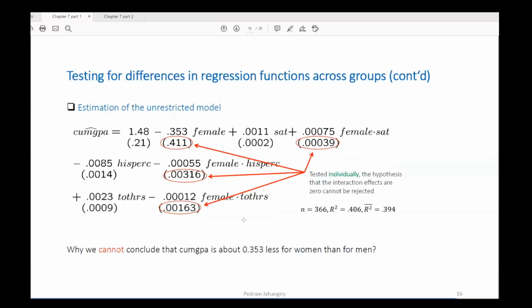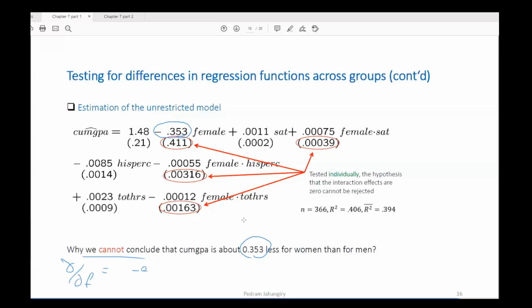But why we cannot conclude that cumulative GPA, well, this is another thing. Why we cannot conclude that cumulative GPA is this number less for women than men. So go back to cumulative GPA. It's asking you why we cannot say that on average females are getting 0.353 points in terms of cumulative GPA less than male. So that's a question. Because, as always, you have to take derivative with respect to female here.